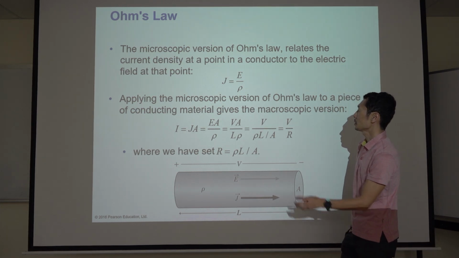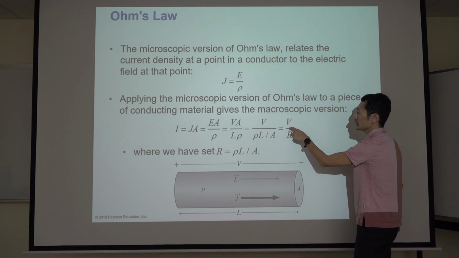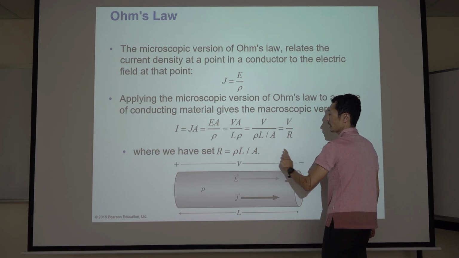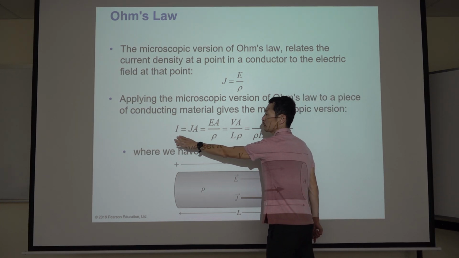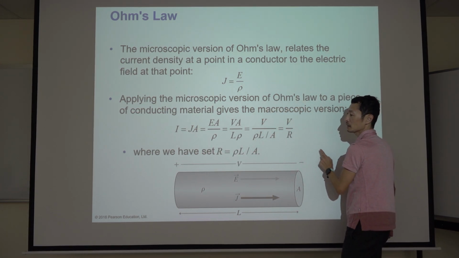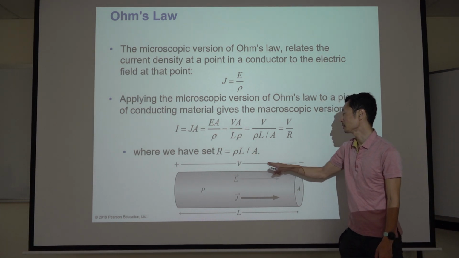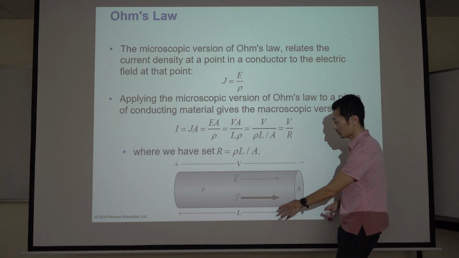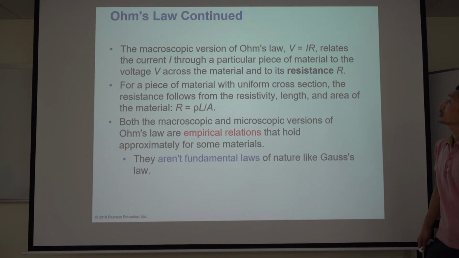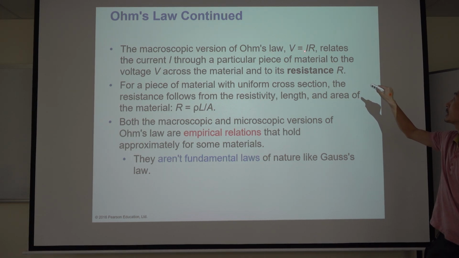Then you move A here, and it can be written as V over R, if you replace R with rho L divided by A. So in the end, you can write I, the current, as voltage divided by R. Here R is the resistance. Resistance, by definition, is this, where A is the area. So this is the macroscopic Ohm's law. This macroscopic version of Ohm's law is voltage equals IR.